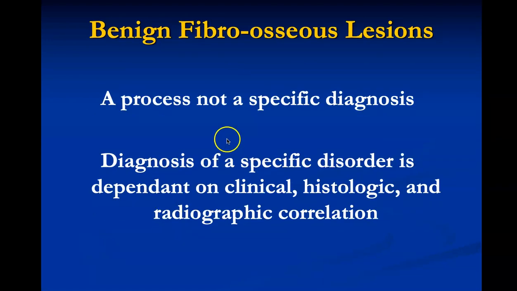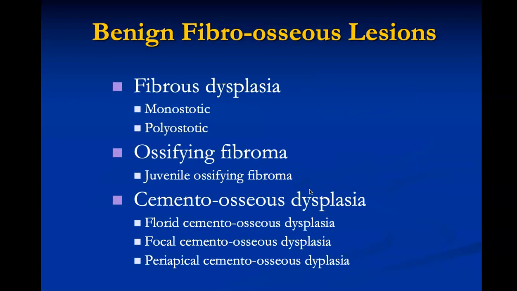It's a process more than a specific diagnosis, and the diagnosis is dependent on the clinical, histologic and radiographic correlation with the histology. So the basic categories, when you think of BFOLs, there's basically three types: fibrous dysplasia, ossifying fibroma, and cementoosseous dysplasia. And within cementoosseous dysplasia, there's three types: florid, focal, and periapical.